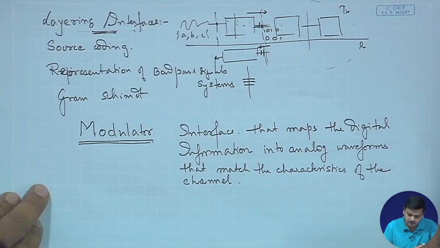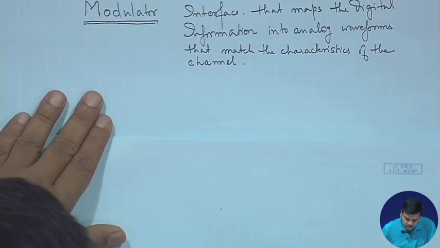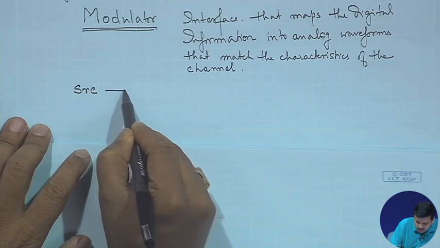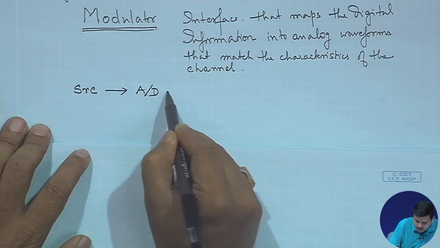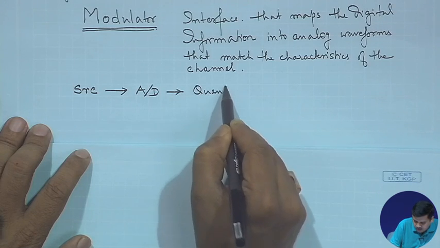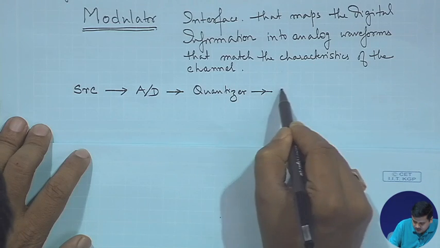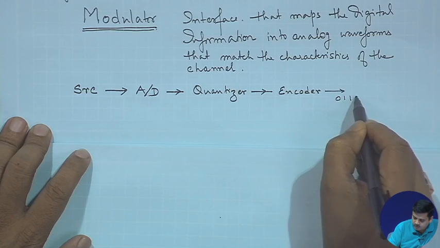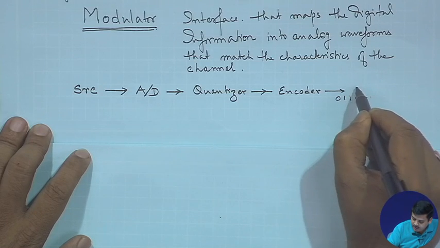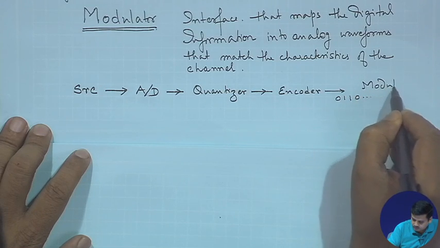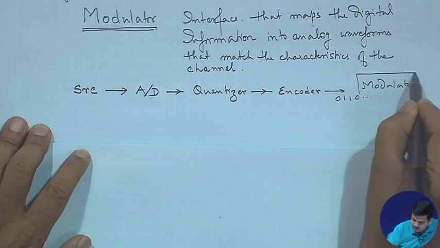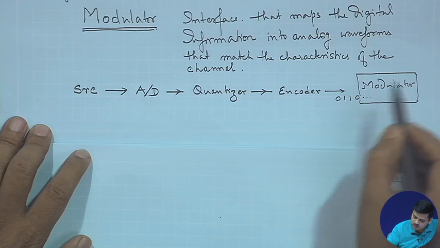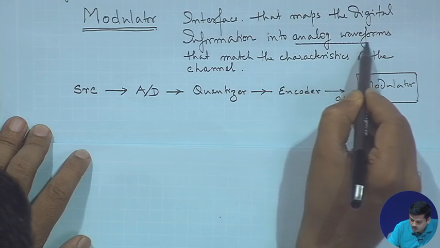Previously you had seen a block diagram where we have, let us say, the source, an analog to digital converter, a quantizer, and an encoder. At the output of the encoder you have some binary sequence, and then comes your modulator. There sits the modulator. It will map the sequence of zeros and ones into analog waveforms, right.